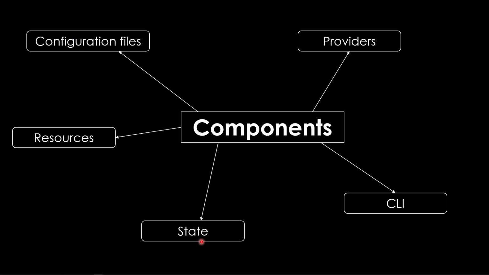Fourth is the state. Terraform maintains a state file that records the current state of your infrastructure. It tracks resource metadata, dependencies, and attribute values to ensure consistency and facilitate updates.